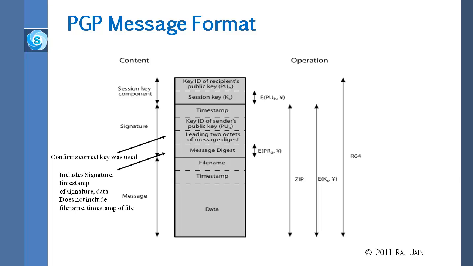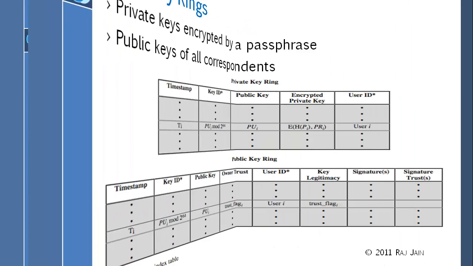And then basically data and file stamp and whatnot, and that is compressed and encrypted, and you can see the keys. This is compressed, this is encrypted, and this is R64. So we talk about key rings.